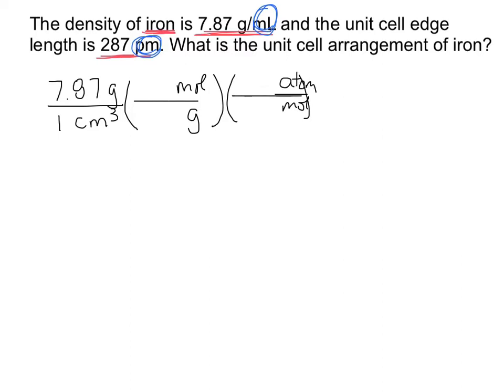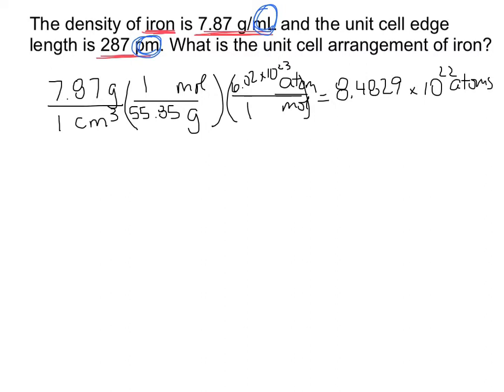And so I know in 1 mole there's 55.85 grams of iron. And in 1 mole, there's Avogadro's number, 6.02 times 10 to the 23rd atoms. And when you punch this into your calculator, you get 8.4829, I'm not going to round, I'm going to leave a whole bunch of numbers here, times 10 to the 22nd. My units are atoms per centimeter cubed at this point.